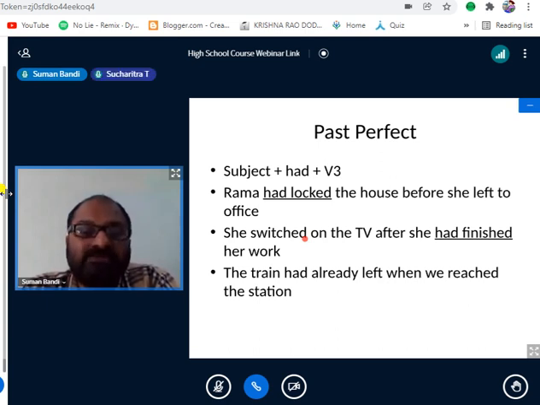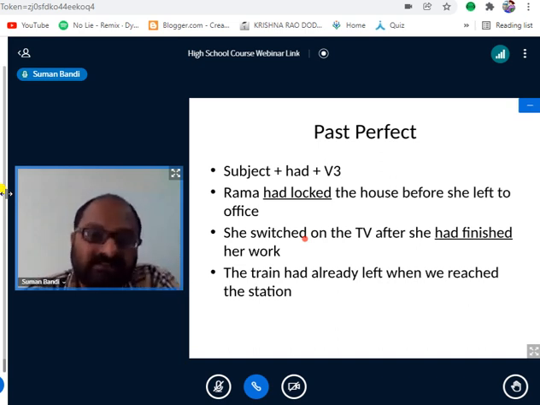Sometimes we use when also, like the third sentence. The train had already left when we reached the station. Actually, it means the train had left before we reached the station, but when we went there it was not there. It had already left. That's what it means. All right.